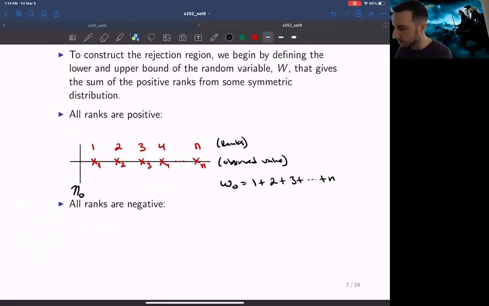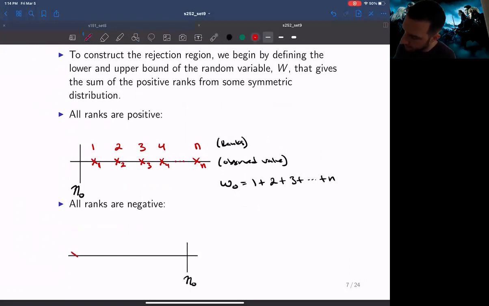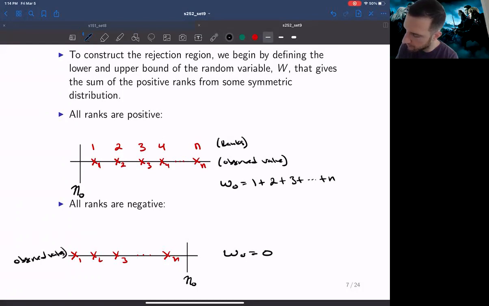Okay, now let's consider the other situation. So suppose that we now have eta 0 here, and then we have x1, x2, x3, up to xn. In this situation, no observation is positive, which means that no rank is positive. So in this situation, W0 would be equal to 0. And again, these are observed values.